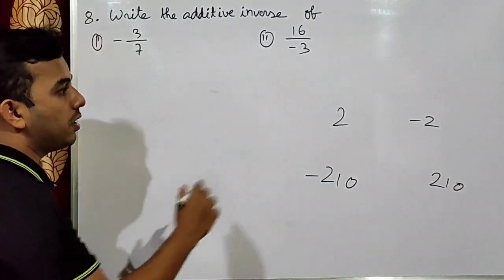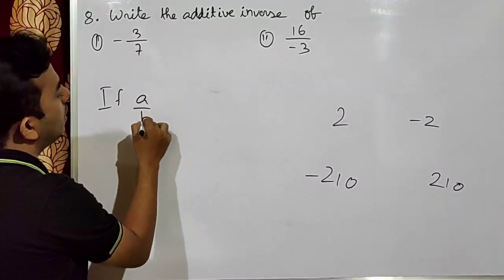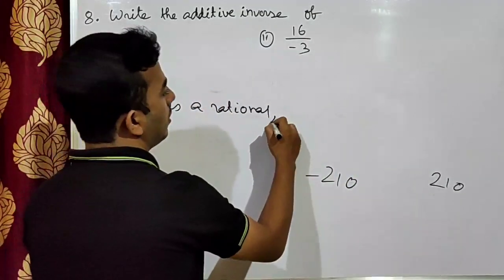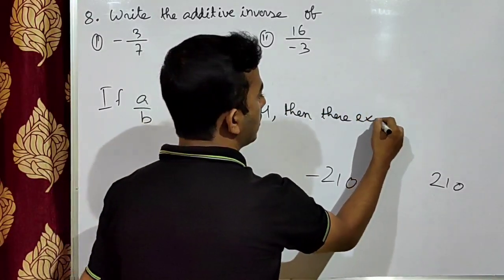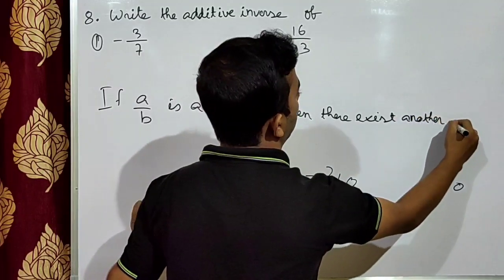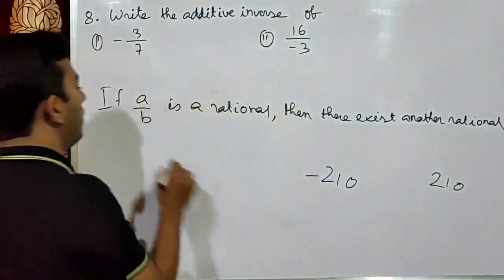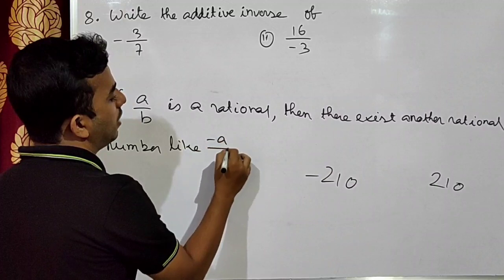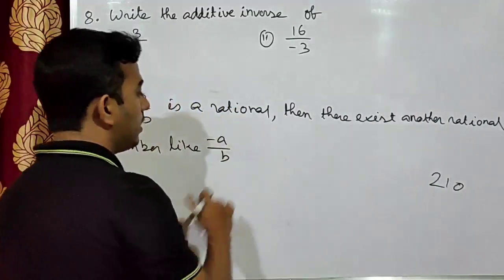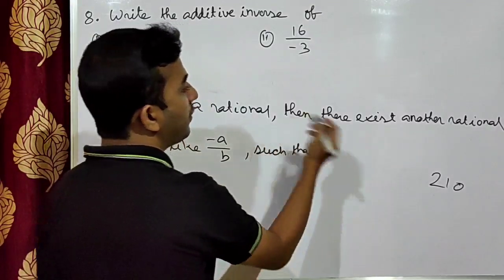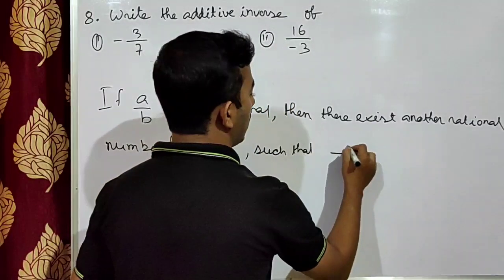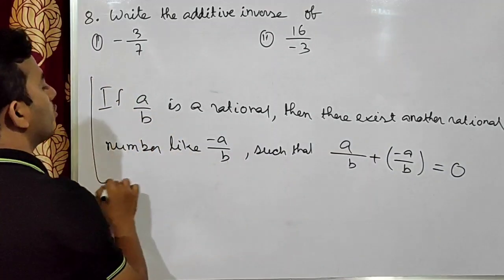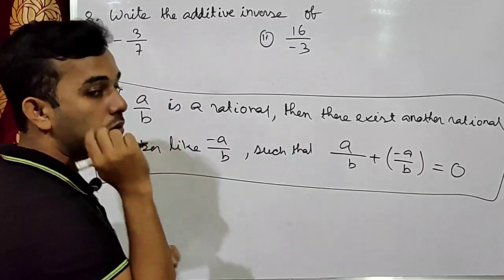Okay, for example, if a by b is a rational number, then there exists another rational number, isn't it? Then there exists another rational number like minus a by b, such that the sum of the two will be 0. Look, such that a by b plus minus a by b equals 0. You write this line in your copy. Okay, this is what? This is called associative inverse.